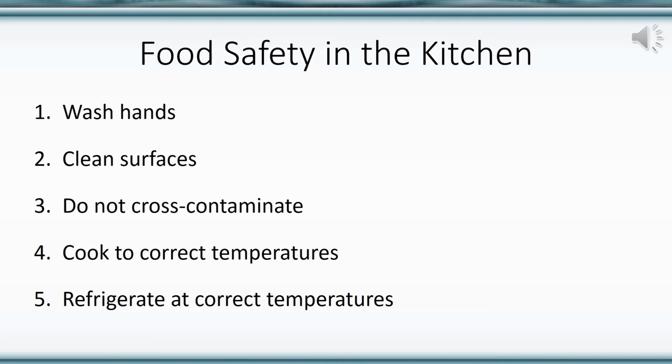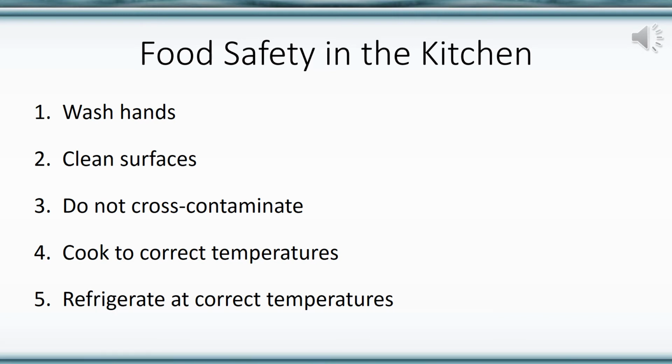So following these guidelines very stringently is very important to preventing foodborne illness, mainly because it is just so easy for foods to become contaminated. Now, if you do follow these food safety practices, it is very, very difficult for pathogens to survive and then also to grow and multiply.